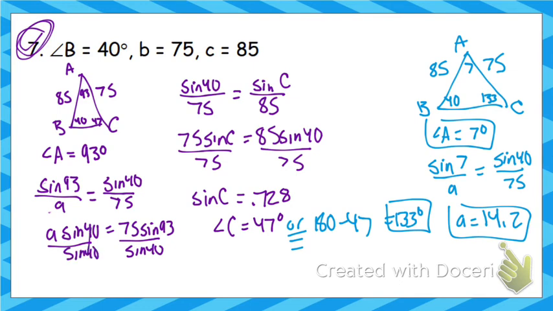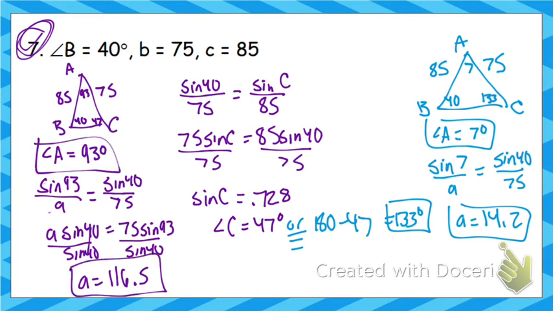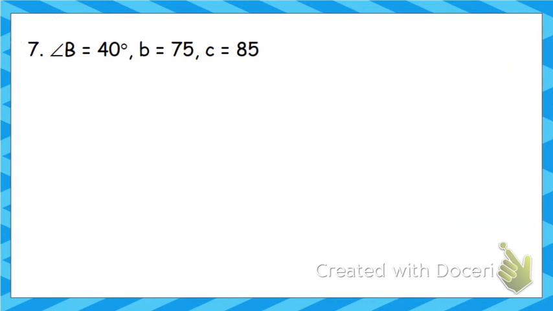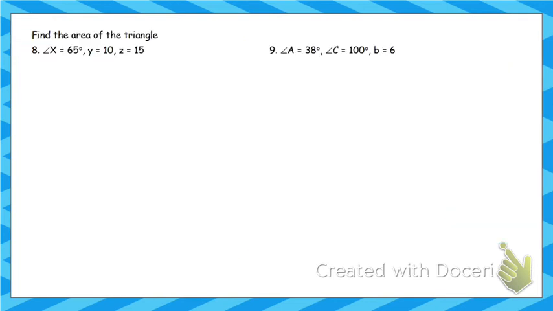So 75 times the sine of 93 divided by the sine of 40. And I get 116.5. So everything in purple are the answers for the first triangle. So again, two possible triangles here. This is a little bit of a longer video, I think, just because of all the algebra and all the calculator usage here. Okay. Area.